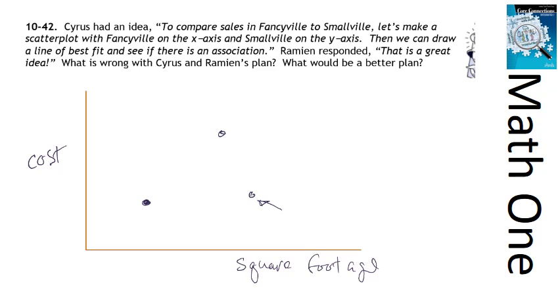Now, what I want you to spend some time on is answering this question. What would be a better plan than creating a scatter plot? So spend some time discussing that, and then go ahead and answer that question. What do you think would be a better way to look at the differences between Smallville and Fancyville?